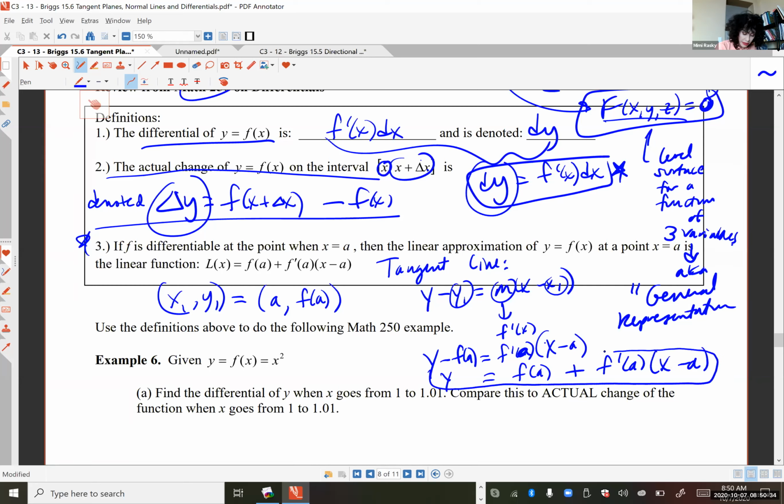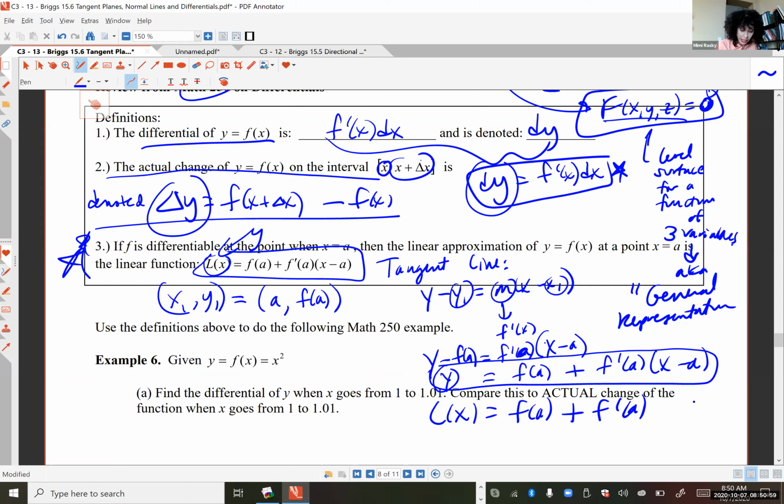Does everybody see this? So in number 3, when they're saying, oh, the linear approximation of the function at some point x equals a is this linear function right there, I don't want you to think that's any different from the equation of the tangent line, because it's the same darn thing. Instead of y, though, they just replace the y with L of x. What do you use that for? You use this linear approximation to approximate your actual curve.